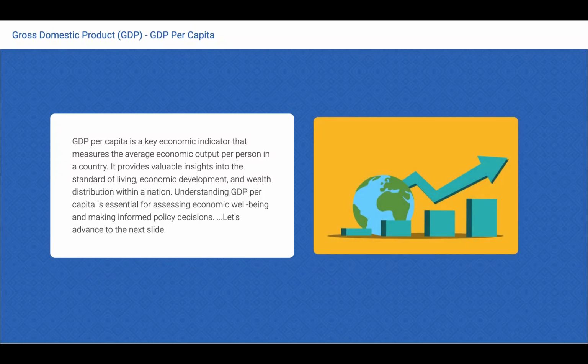DIPT per capita is a key economic indicator that measures the average economic output per person in a country. It provides valuable insights into the standard of living, economic development, and wealth distribution within a nation. Understanding DIPT per capita is essential for assessing economic well-being and making informed policy decisions. Let's advance to the next slide.